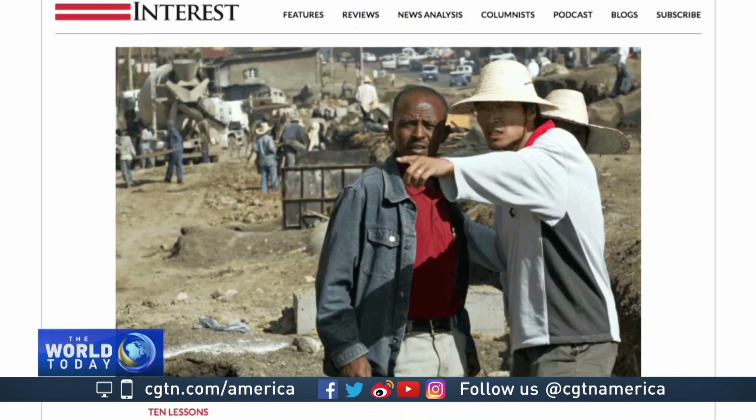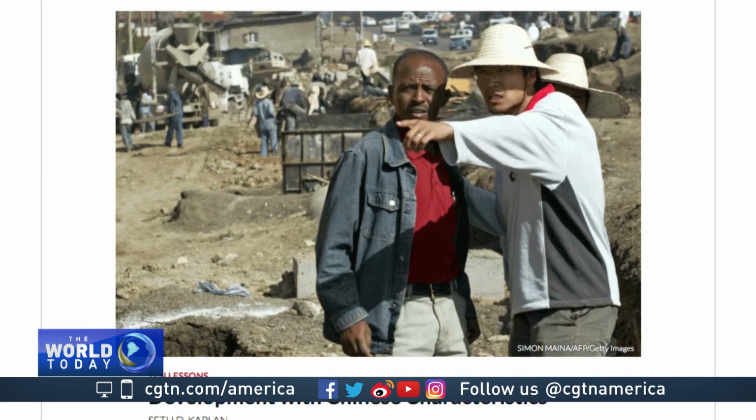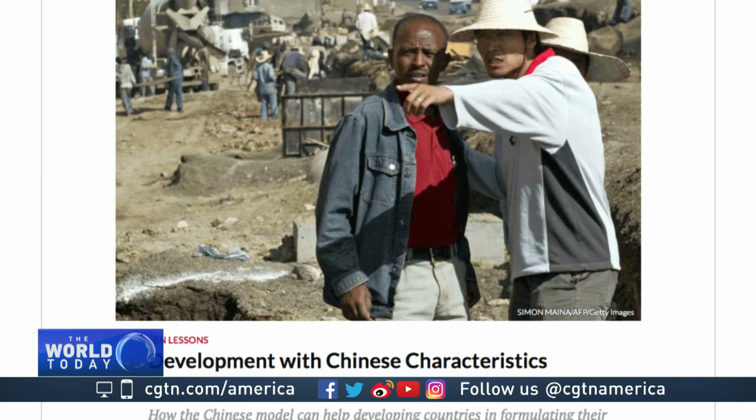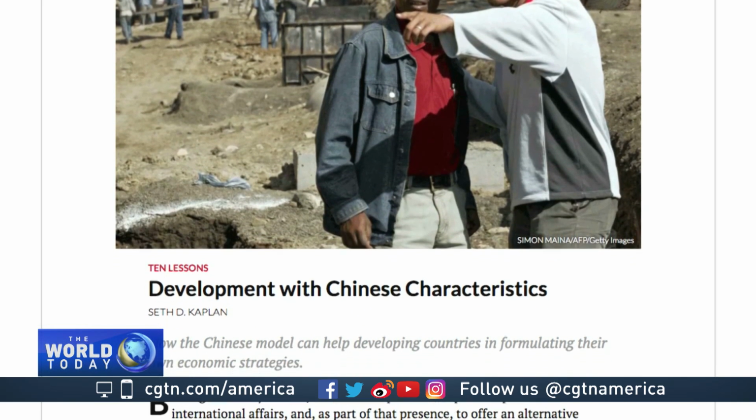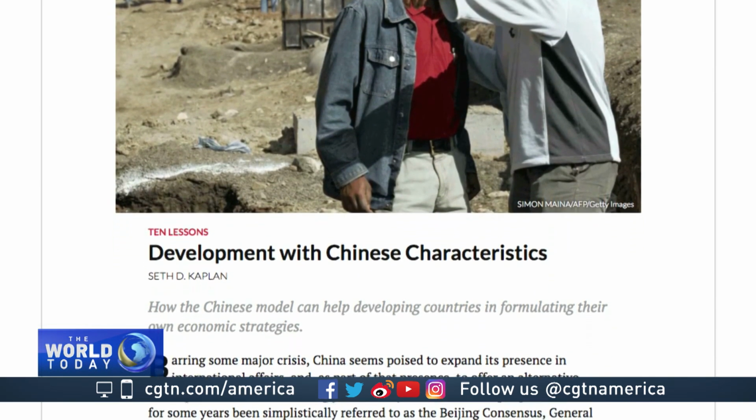From Washington consensus to Beijing consensus, an increasing number of Western scholars are now studying the so-called China model, the system that helped the country grow to become the world's second largest economy. Seth Kaplan is a professorial lecturer at Johns Hopkins University. He recently published an article titled Development with Chinese Characteristics. I had a chance to discuss his view about China's strategic concern for growth.